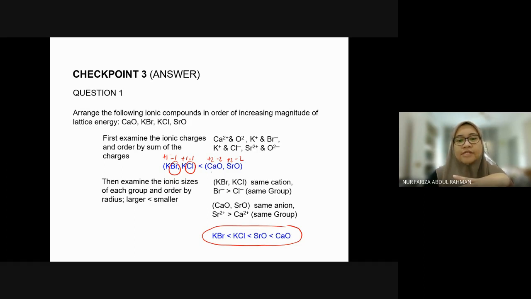So CaO and SrO also have the same explanation. Calcium and strontium come from the same group, which is group 2. Strontium is located below calcium. That means strontium is bigger in size. Bigger in size means weaker attraction, and therefore less energy is needed to break the attraction.